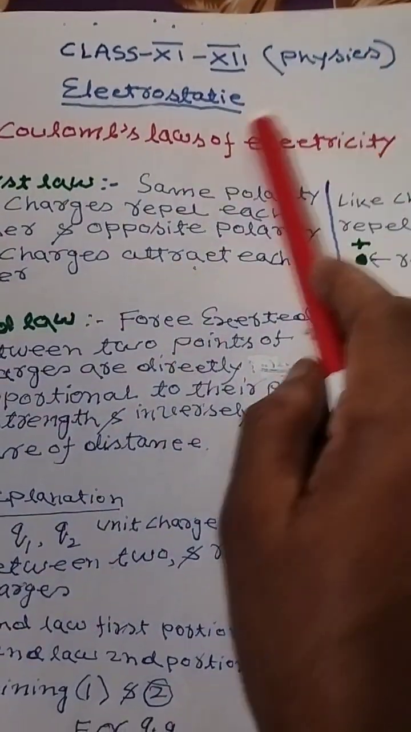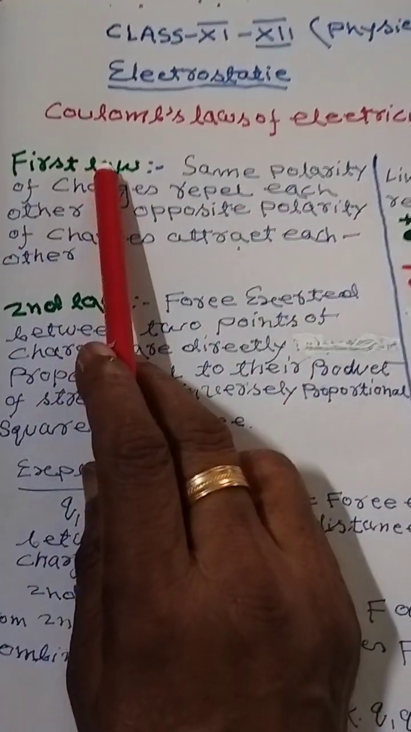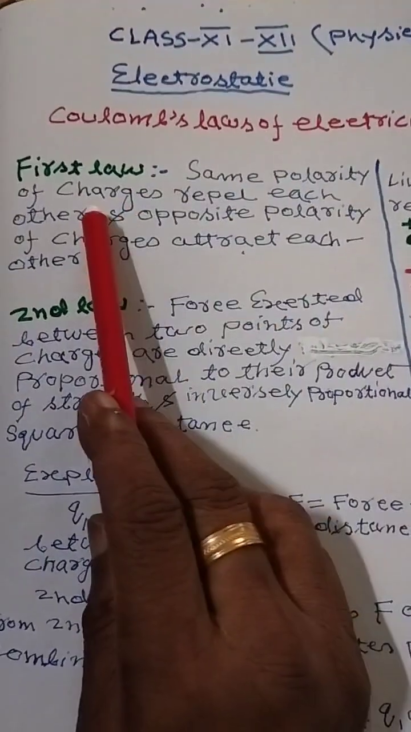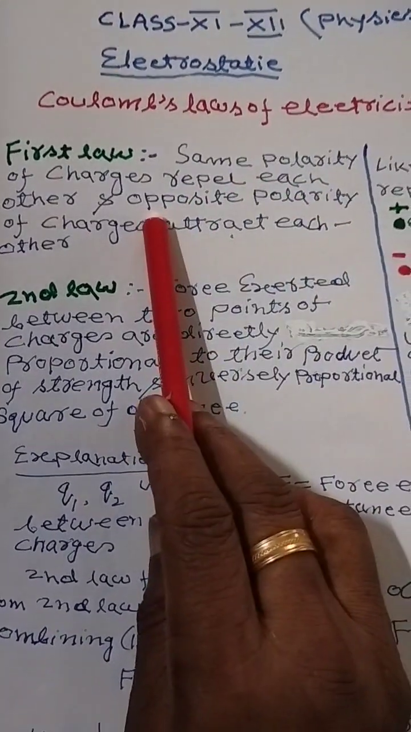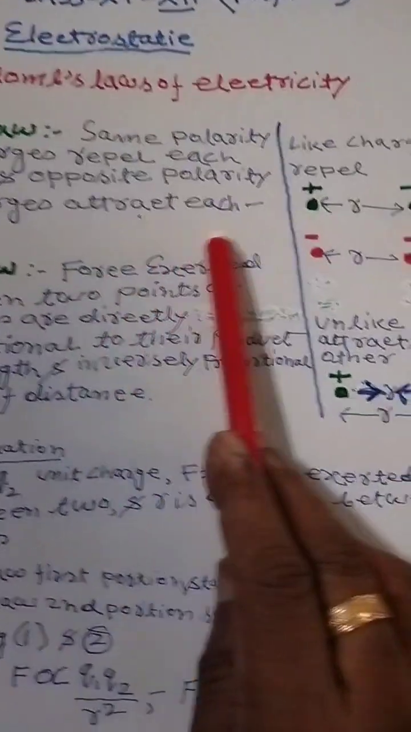Class 11-12 physics, electrostatics, Coulomb's law of electricity, first law. Same polarity of charges repel each other and opposite polarity of charges attract each other.